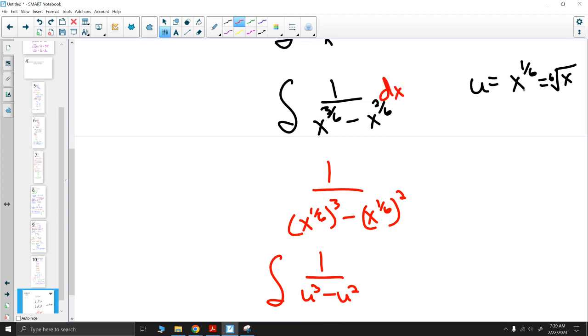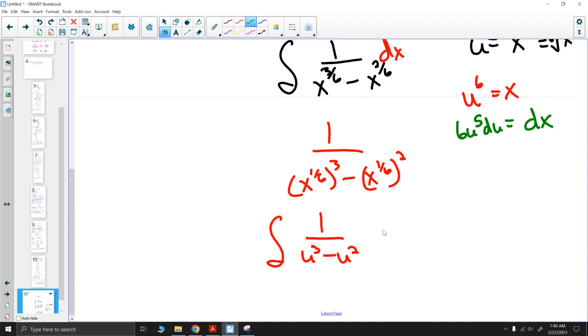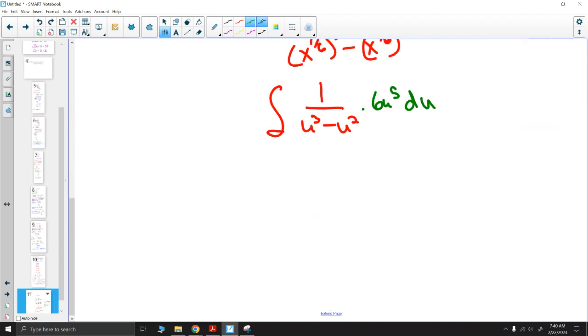So first of all, I'm going to take everything to the 6th power, so that's u to the 6 is equal to x. That way I can du it. So that would be 6u^5 du is equal to dx. So I can replace my dx with this thing. So we have times 6u^5 du. Okay, so we can now rewrite this.